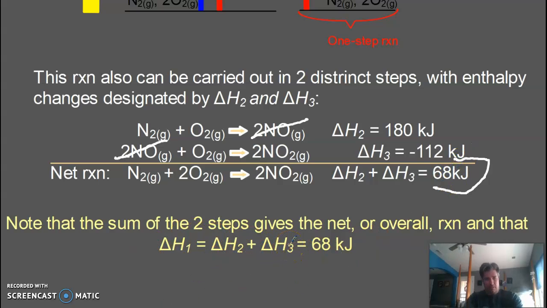So looking at Hess's Law, if you can't always use that single step, a lot of times it's easier to use the 2 steps to figure it out, and it'd be the same amount of energy.